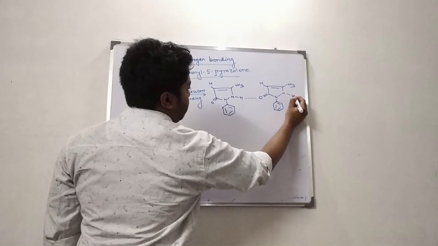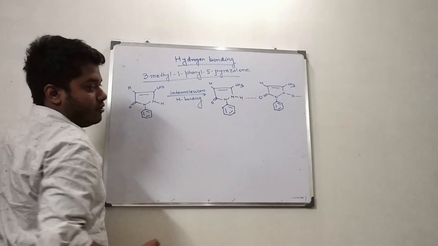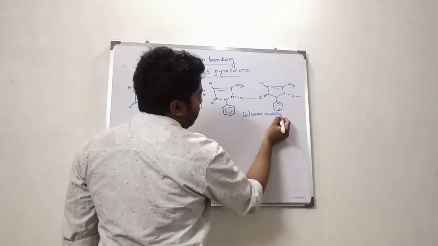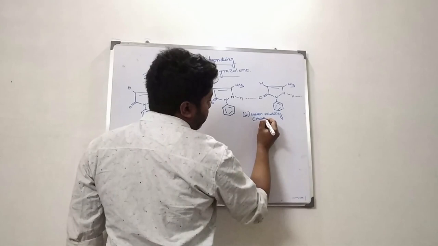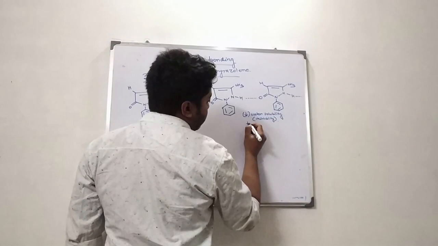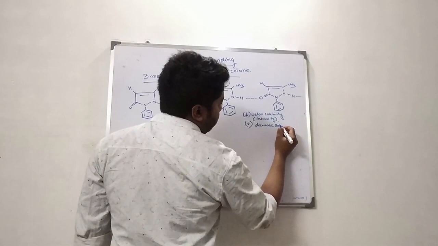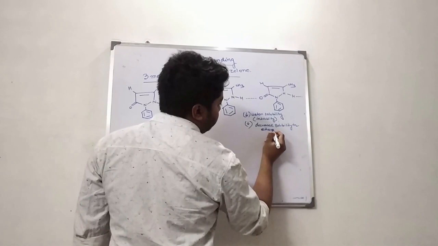So this type of hydrogen bonding, intermolecular hydrogen bonding, decreases water solubility. That means the compound is practically insoluble in water, and has decreased solubility in ether, which is obviously an organic solvent.